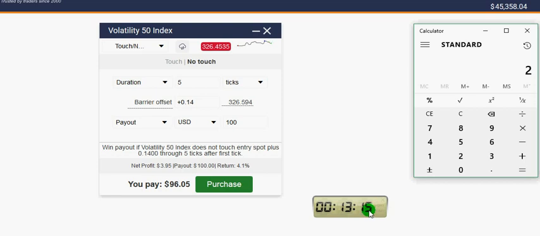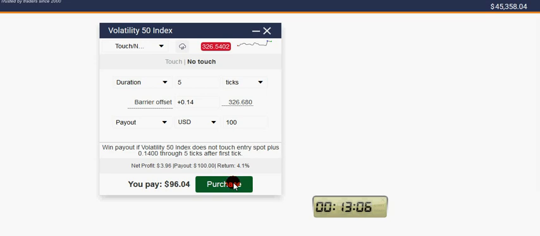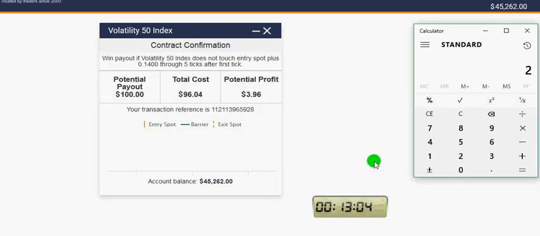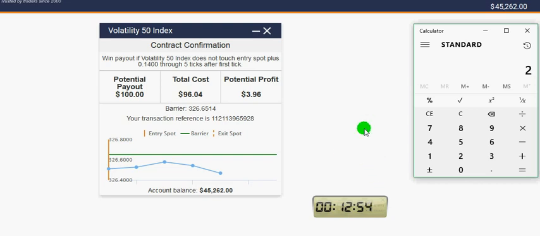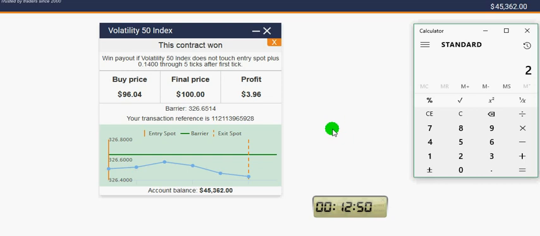1, 2, 3, 4, 5, 6, 7, 8, 9, 10, 11, 12. We click on purchase again. Trade number 2. The reason why we're using the timer is for the trading price to go up or down before we click on purchase. So you can see we won that trade again. So we are going for trade number 3.